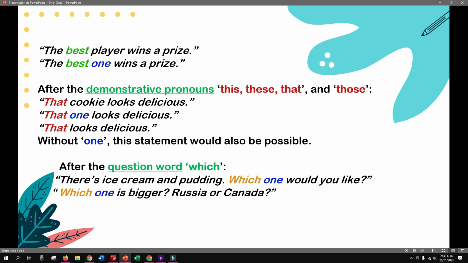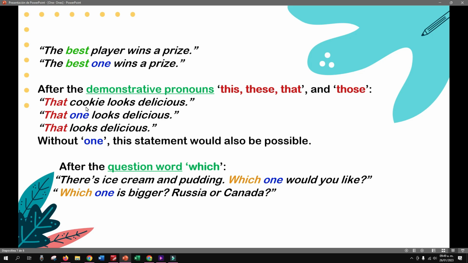Also, you can use the words, in this case, one or ones, after the demonstrative pronouns. Which are the demonstrative pronouns? This, these, that, and those. You know all of them, right? So you can say, that cookie looks delicious. That one looks delicious. And you're using that one. You're talking about what?